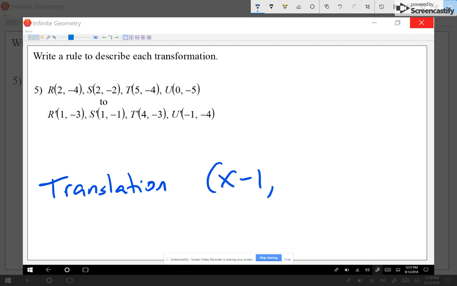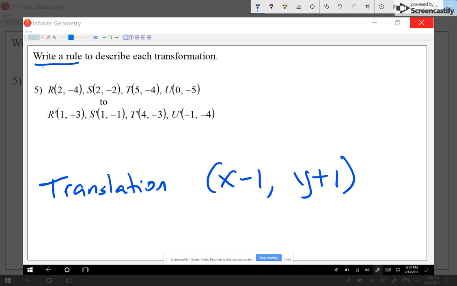Then if you follow the y's, it seems like -4 becomes -3, all of those, it seems like we're adding 1. So I'm going to write y plus 1. Right, on every x, I'm subtracting 1, if you see them. Every y, I'm adding 1. So that's basically the rule.